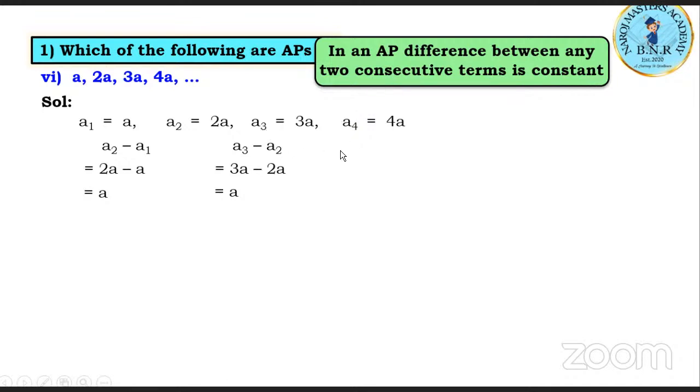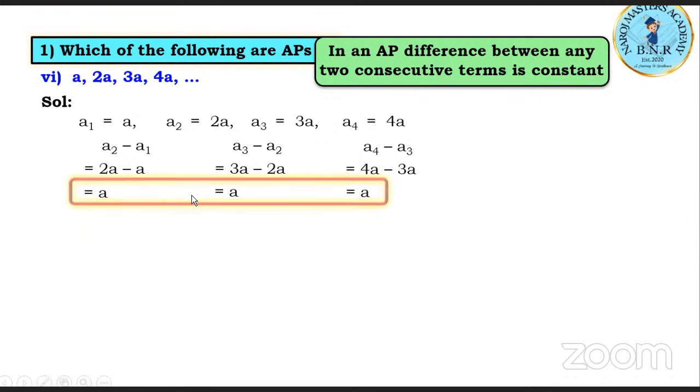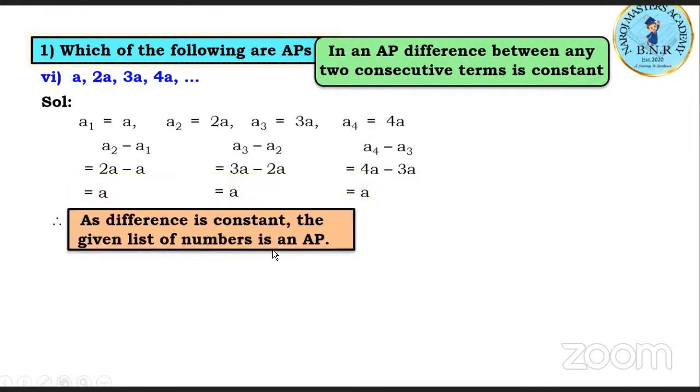Next step is A4 minus A3. So 4A minus 3A. Out of 4A, we are subtracting 3A, then what is left is A. So as you see here, the common difference is A, constant. As the common difference is constant, what can we say about the series? It is an AP series. Very good, an excellent answer. As the common difference is constant, the given list of numbers is an AP series.